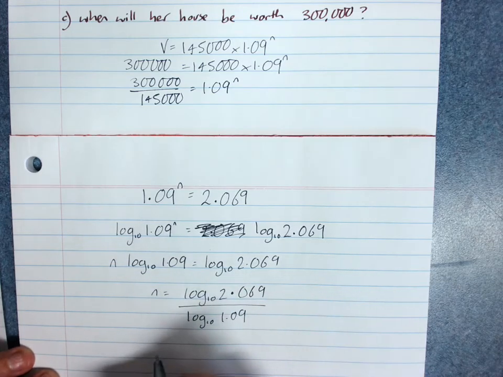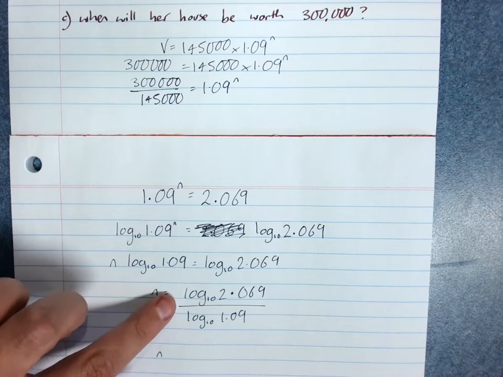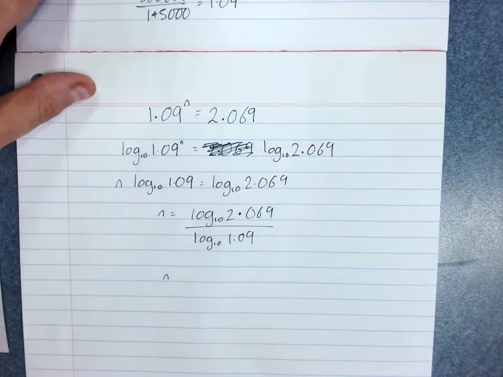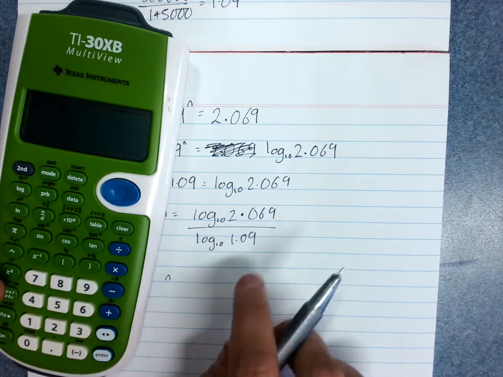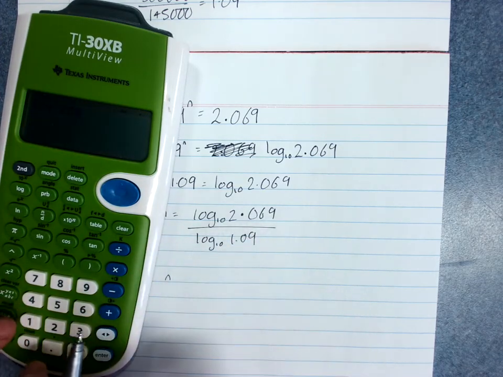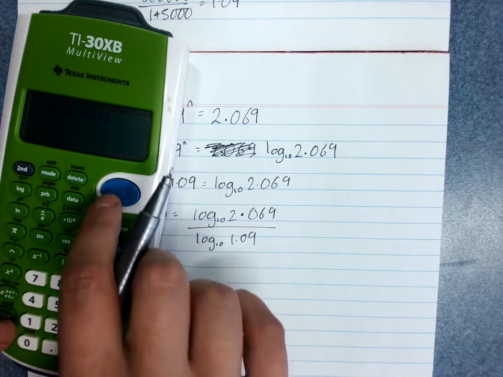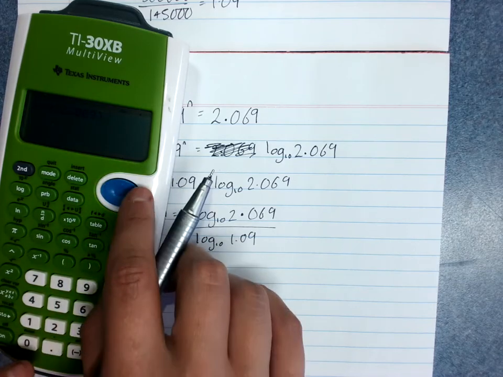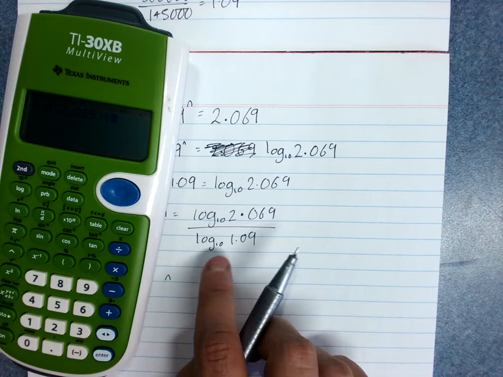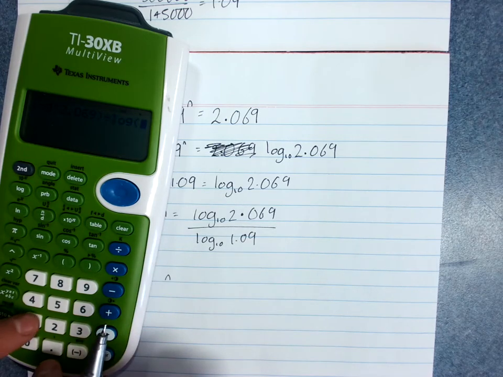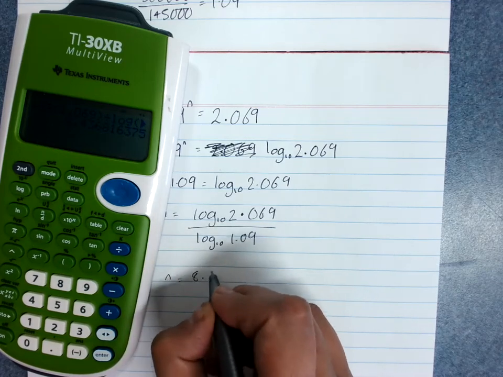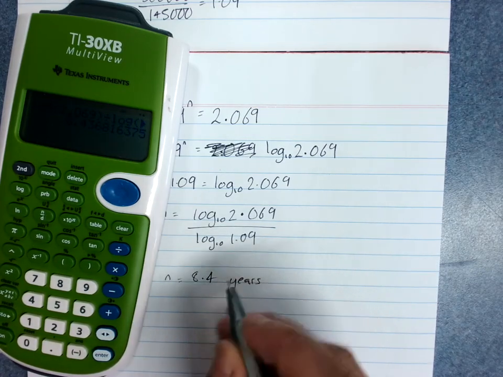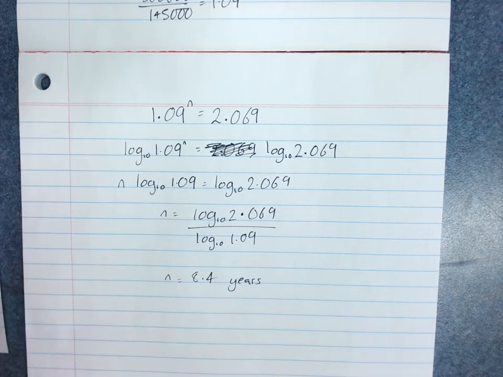And then it's something you can enter into the calculator, because the calculator does log 10. So, log 2.069 divided by log 1.09, look, 8.4 years. Much easier than trial and error because we know how to use logs. Sorry that one was so long.